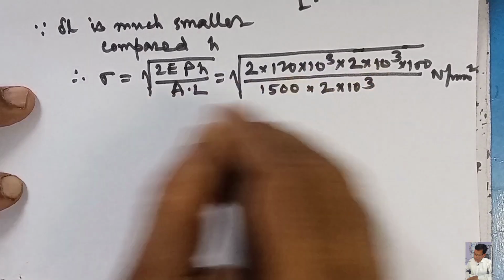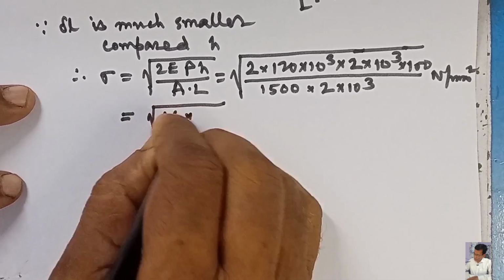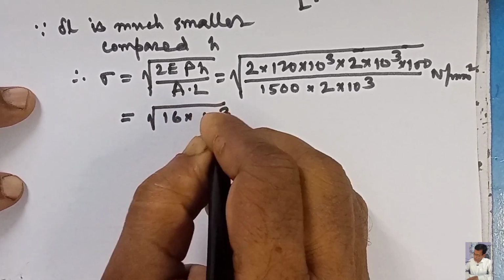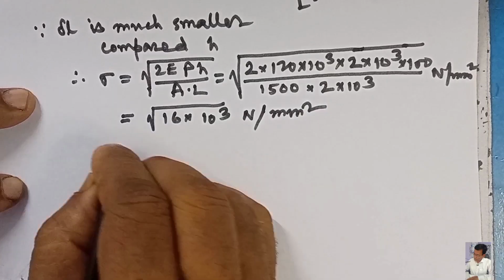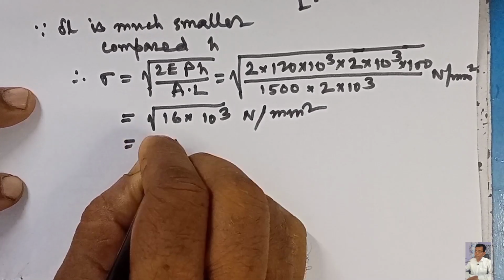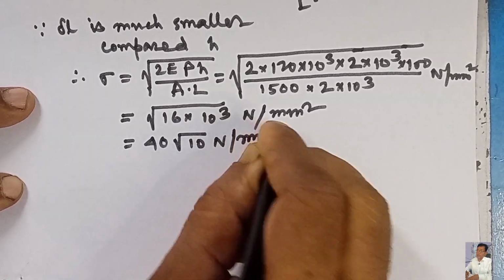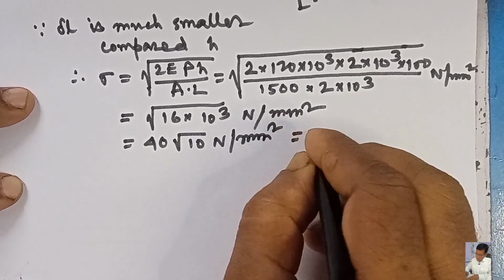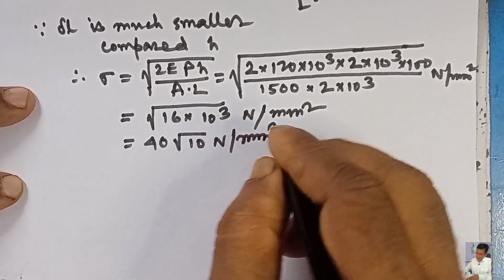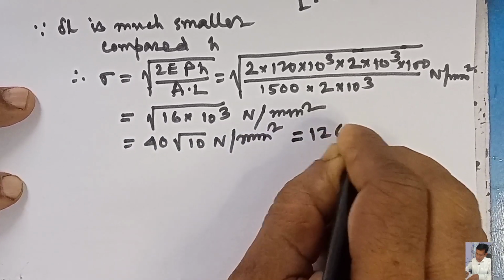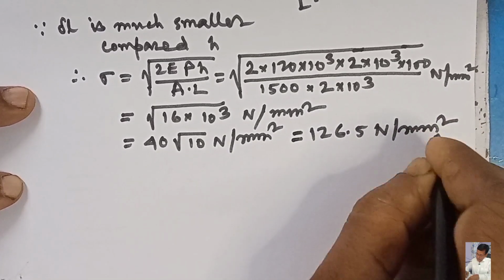If we calculate, after calculation it will come root over 16 into 10 to the power cube Newton per millimeter square, is equal to 40 root 10 Newton per millimeter square, is equal to, if we calculate this, it will come 126.5 Newton per millimeter square. So this is one of the answers.